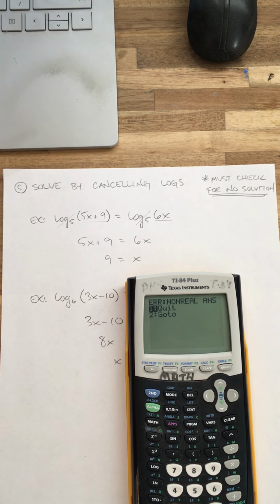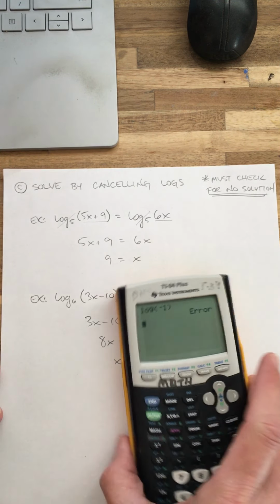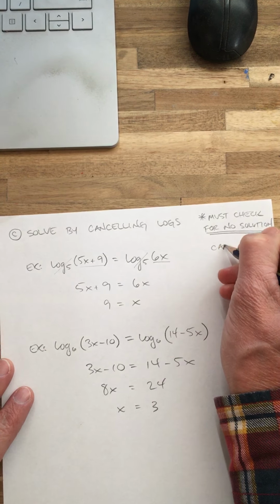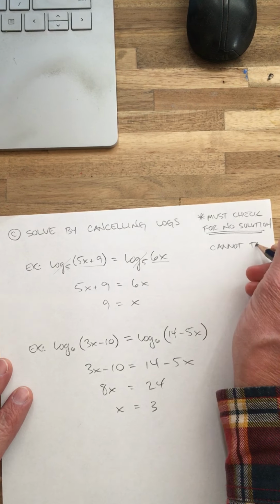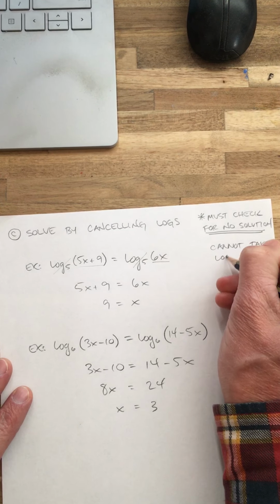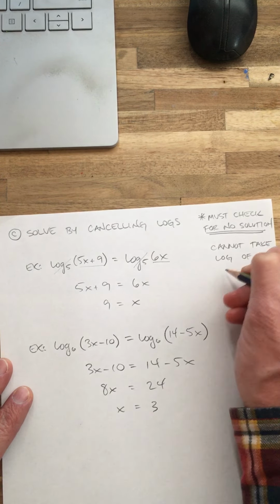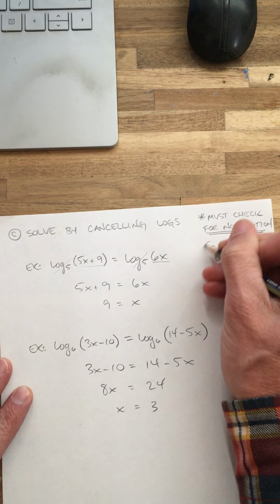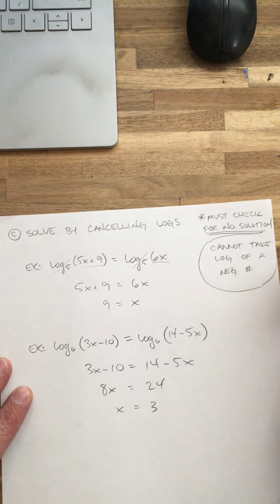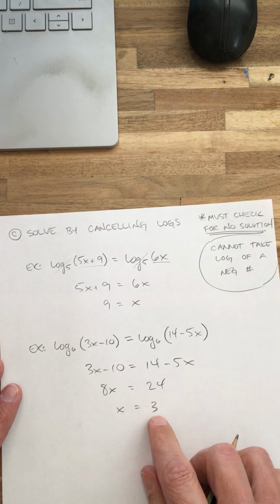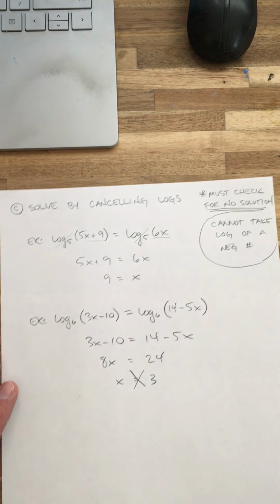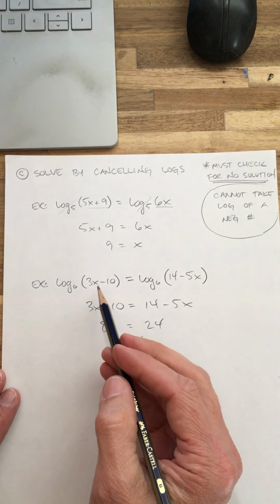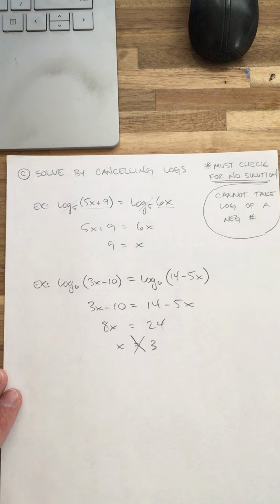Can't do it. So the one thing that you need to know is you cannot take the log of a negative number. So you want to have that written there. So this does not work. That is not a good answer because when you plug it in, you end up getting the log of a negative number. Not going to happen.